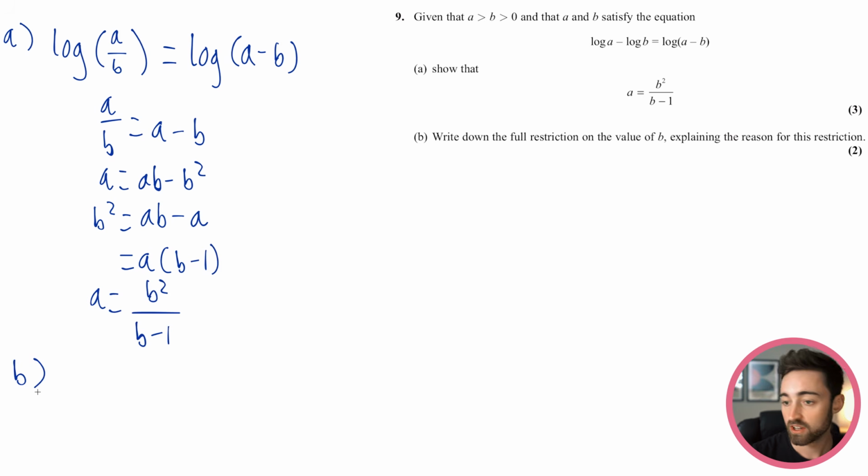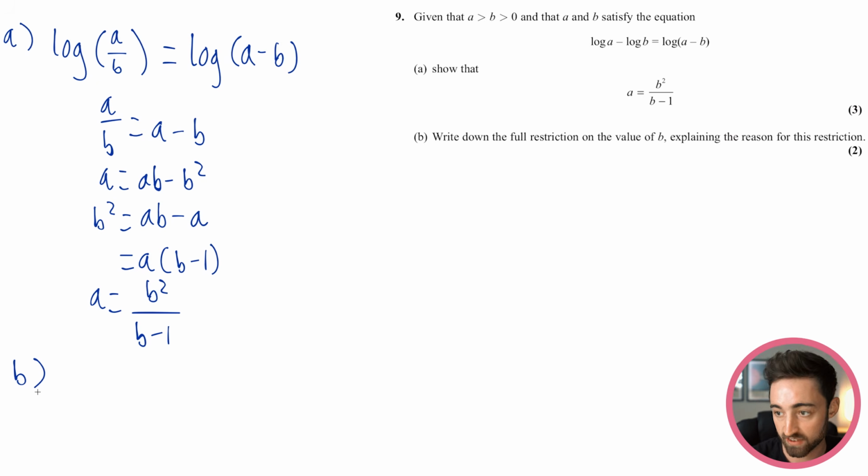Fantastic. Right, on the full restriction on the value of b, explaining the reason for this restriction. Okay, so the current restriction on the value of b, we're told it has to be greater than 0 and less than a. That's just what's given in the question. But now it says the full restriction. So there must be something that restricts it even more.